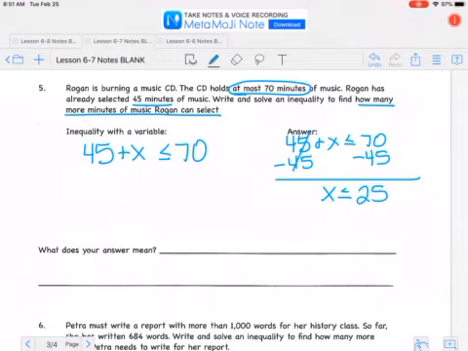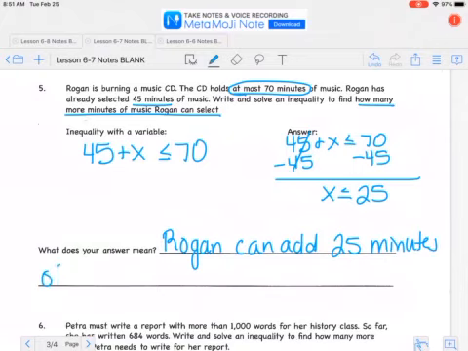So it does say, what does your answer mean? And this would mean that Rogan can add 25 minutes of music or less to his CD.